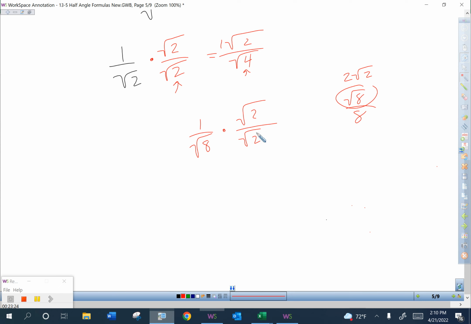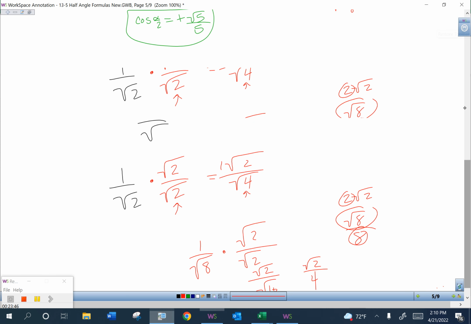8 times 2 is the square root of 16, which is better because now I have the square root of 2 over 4 without 2 extra steps where I have to break this down and then reduce 2 over 8 to 4. Okay, so we're multiplying by something to get to a perfect square.